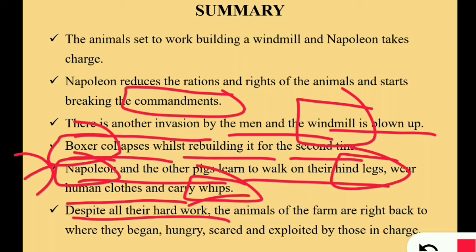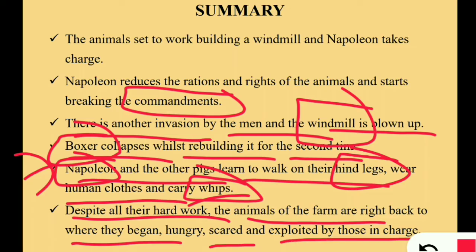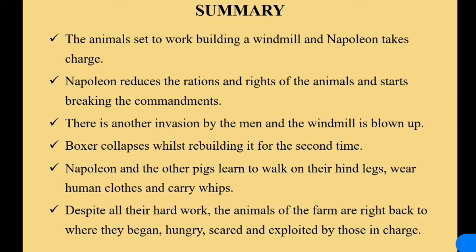Despite all their hard work, animals of the farm are right back to where they began. Hungry, scared and exploited by those in charge. So, their dream of getting freedom was shattered when Napoleon worsened the situation in Animal Farm. They started thinking that Mr. Jones was much better than this tyrant ruler Napoleon.